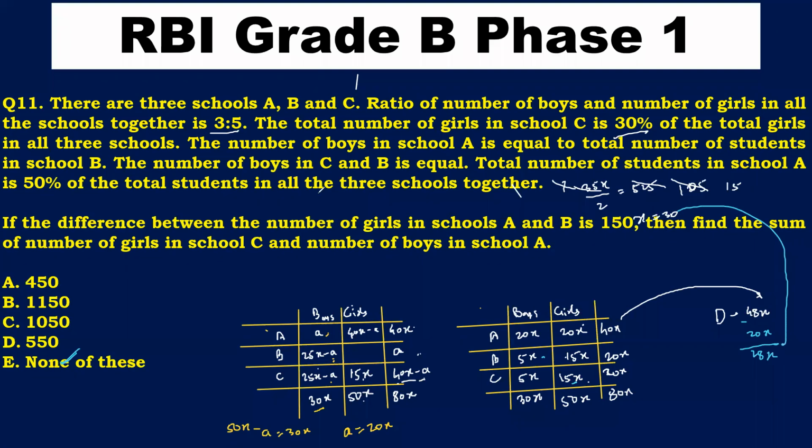Next question. If the difference between number of girls in school A and B is 150, the girls' difference is 5x. So 5x if said 150, then find the sum of the number of girls. So x will be equal to 30. Then find the number of girls in C and number of boys in A, their sum. Girls in C, that will be 15x. Boys in A is 20x. That means their sum is 35x. Putting value of x equal to 30, we will get 1050. Option number C will be the answer to this question. Easy.